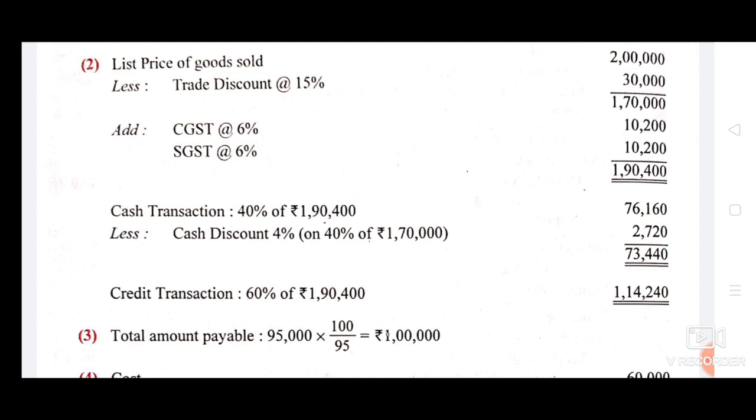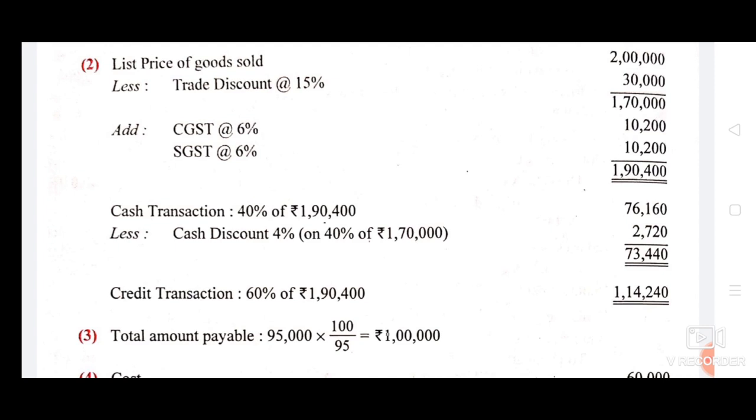Now, 4% cash discount on sales price. Sales price is 1,70,000, so 40% of 1,70,000 we have to calculate. 1,70,000 into 40% will be 68,000, and on 68,000 we will receive 4% cash discount, that is 2,720. Okay, we will not give cash discount on CGST and SGST amount. So the original sales price is to be taken into account while calculating cash discount.